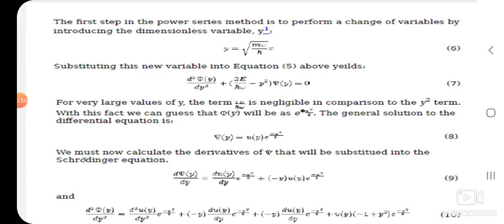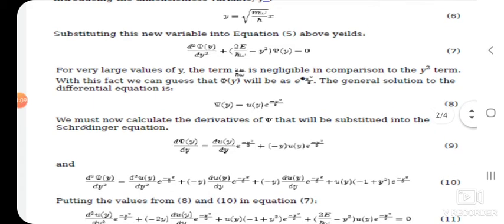Therefore, dou psi of y by dou y is equal to dou u of y by dou y e to the power of minus y square by 2, plus minus y u of y e to the power of minus y square by 2. Initially we are differentiating this psi with respect to y. Again we have to differentiate this equation.